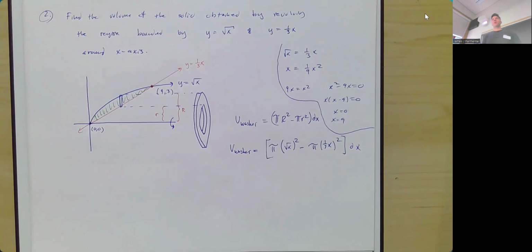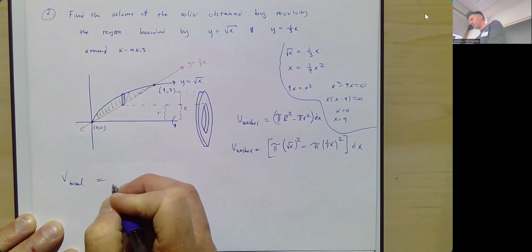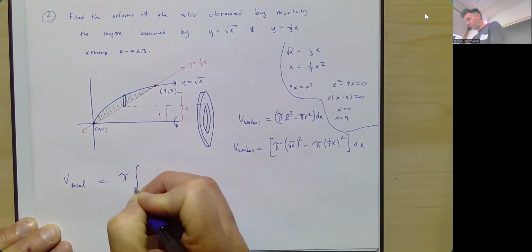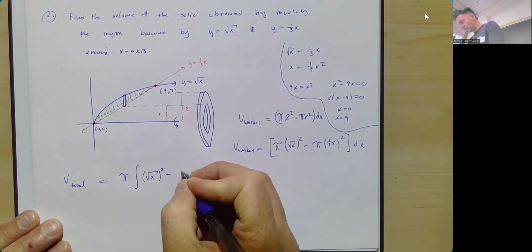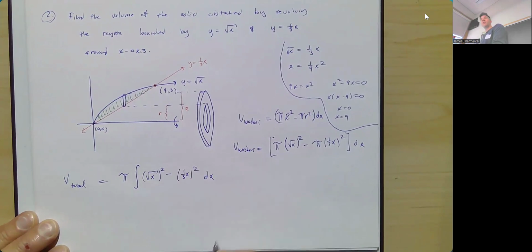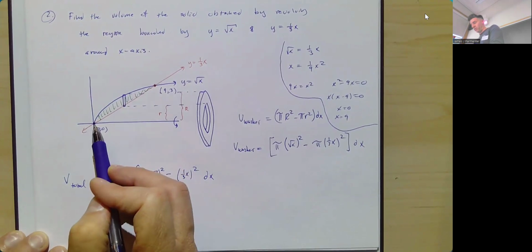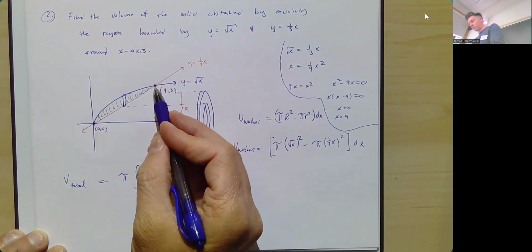And now we're going to, quote unquote, add up all the washers by integrating. So our total volume is going to be, and let's just pull that pi out in front, pi times the integral of the large radius squared minus the smaller radius squared, from as far left as the left boundary of the region, x equals 0, to as far right as the right boundary of the region, which is x equals 9.